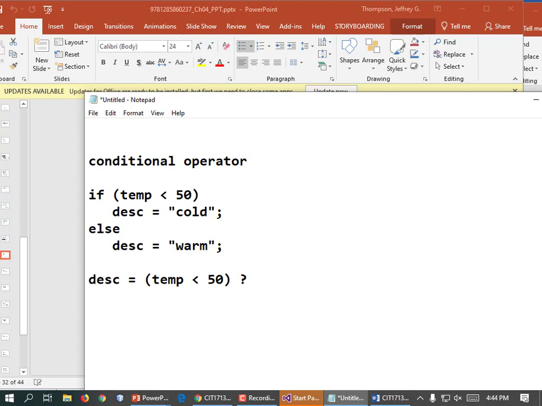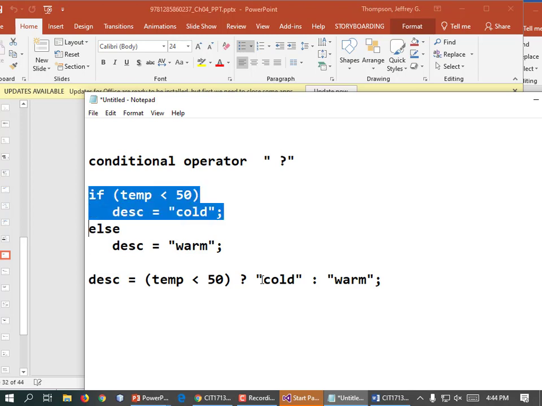Question mark. What the question mark means is evaluate this expression. The question mark is the conditional operator. Evaluate this expression, and if this expression is true, then return the first value after the question mark. Else, return the value after the colon. These 2 lines of code do the exact same thing. One is easier to read, in my opinion.